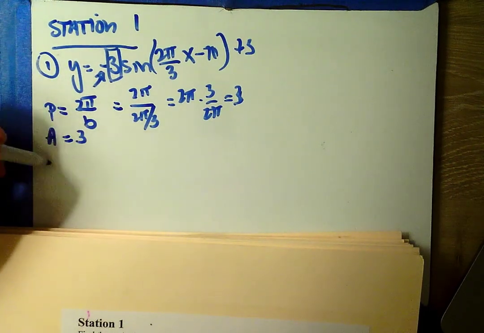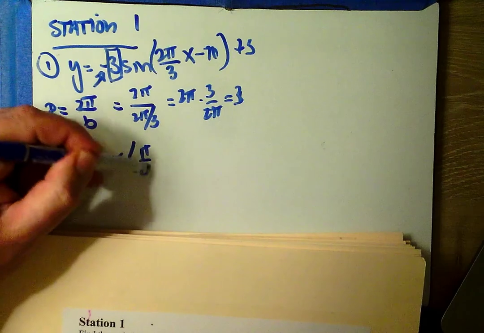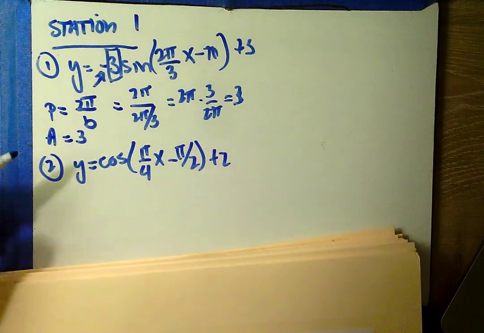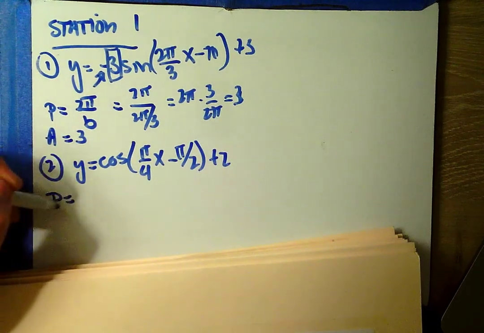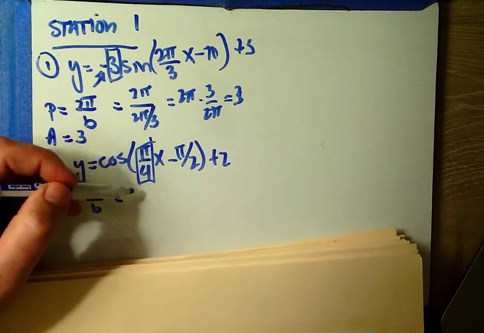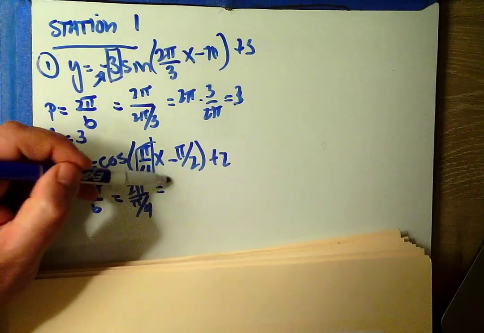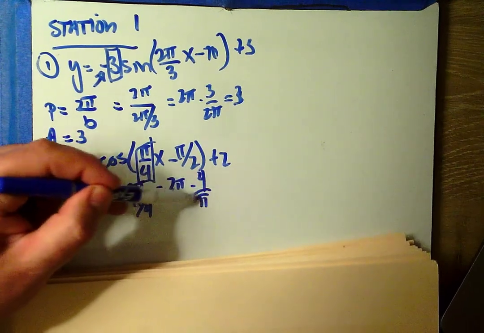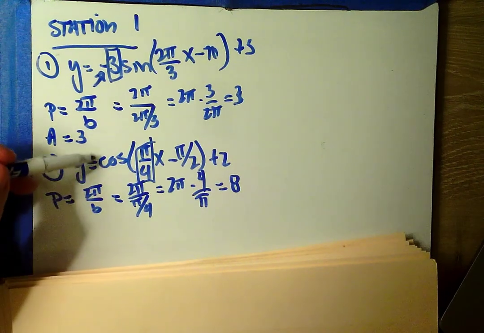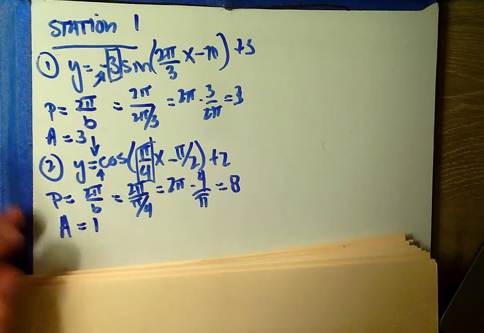Okay, problem number 2. We're given y equals cosine pi over 4x minus pi over 2 plus 2. Again, we're just looking for the period and the amplitude. Again, period is still going to be found with 2 pi over b. My b value this time is pi over 4, so 2 pi over pi over 4, which is 2 pi times 4 over pi, which is 8. Okay, and the amplitude? Well, I don't see a number here, which tells me that the amplitude is 1.